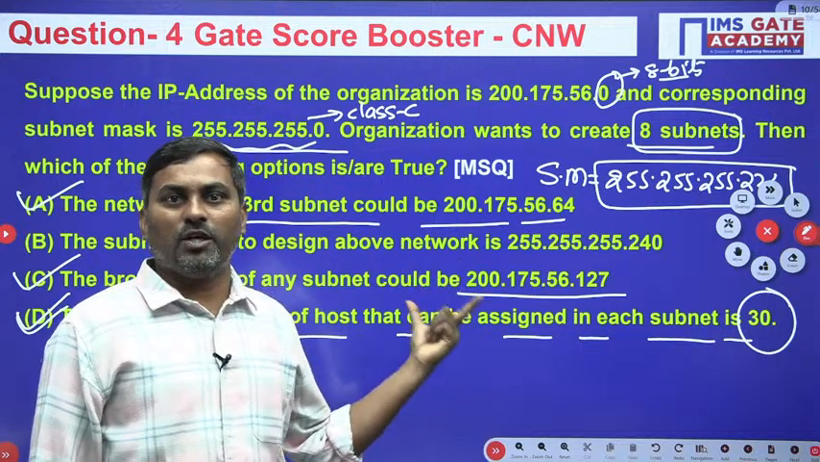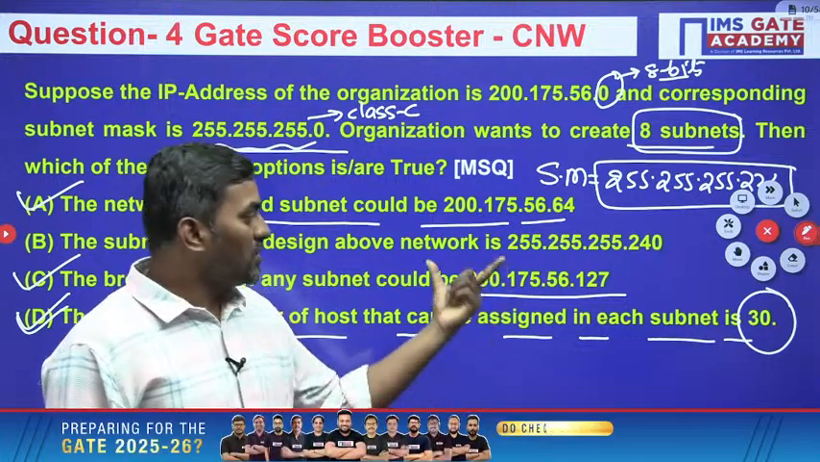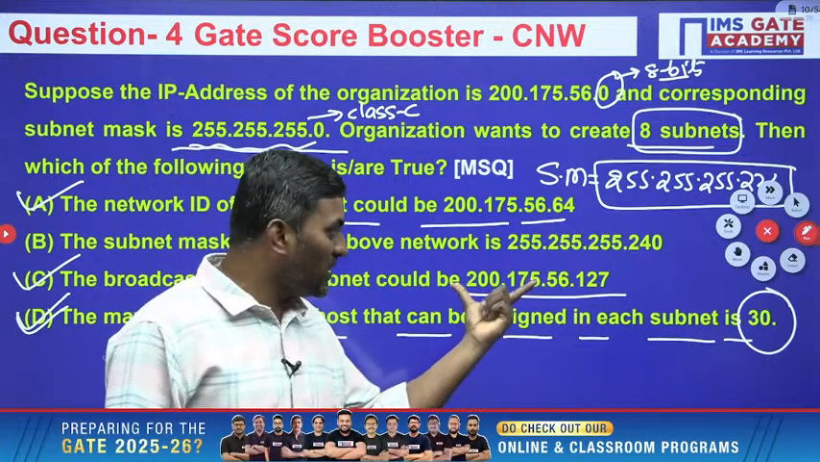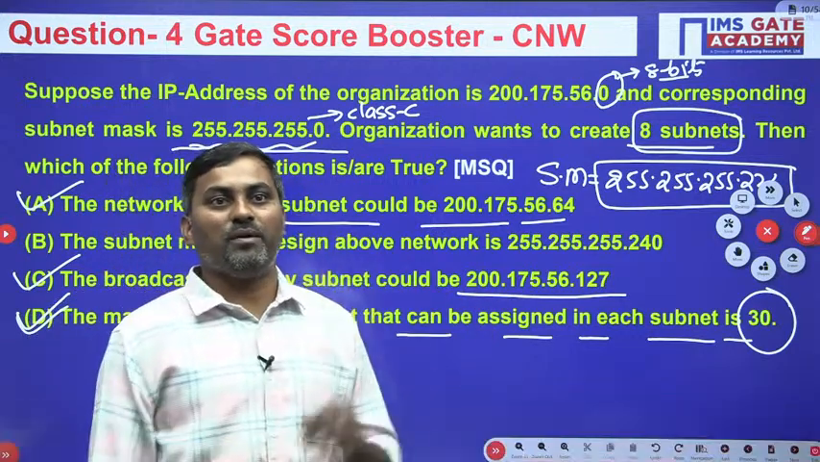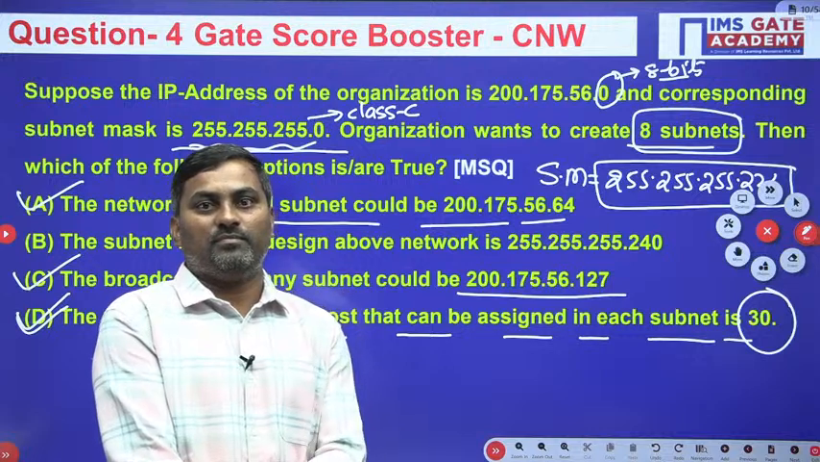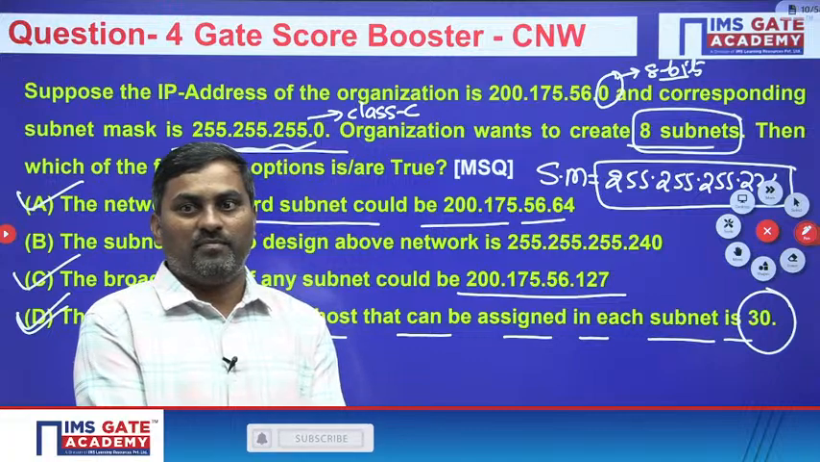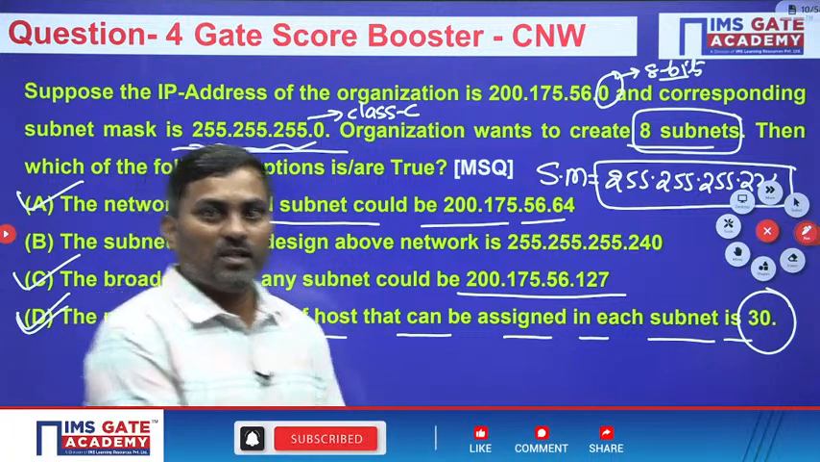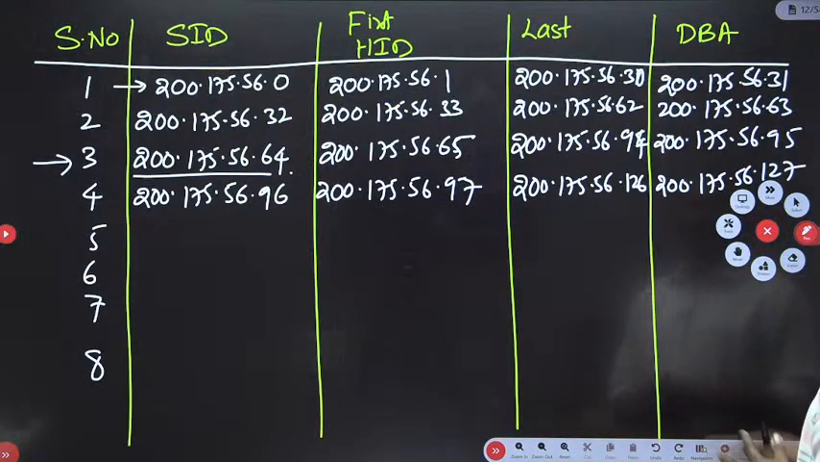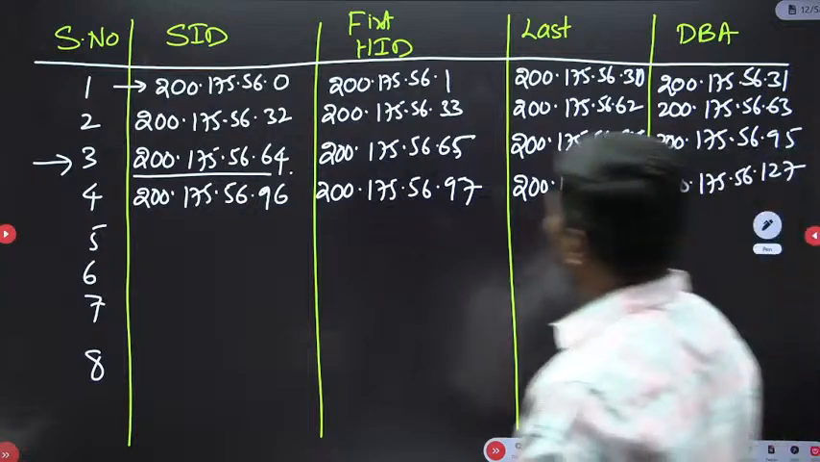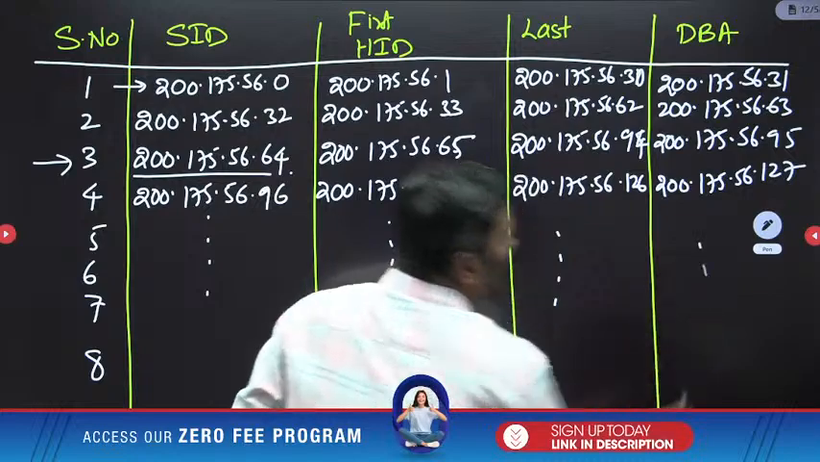Everyone, JP, Vinay, Parthasarathi, Hamad. This DBA belongs to which subnet? Subnet number I am asking, subnet number. Subnet number 4, isn't it? Check. Subnet number 4, yes, 4th subnet. Like this you can write, right? You can write now. Yes, ma, are you able to write?